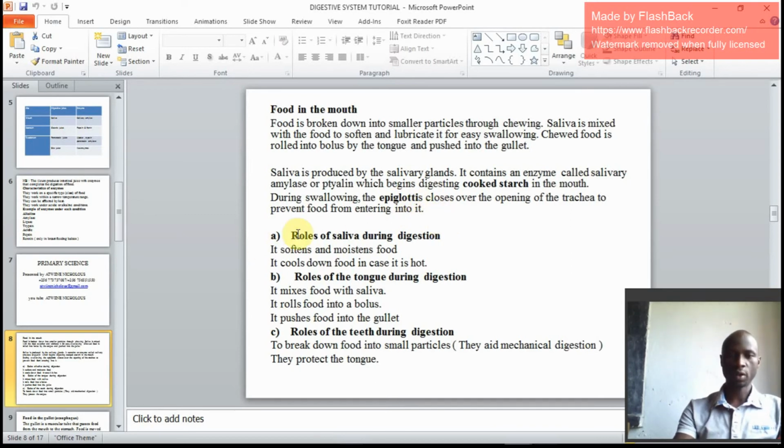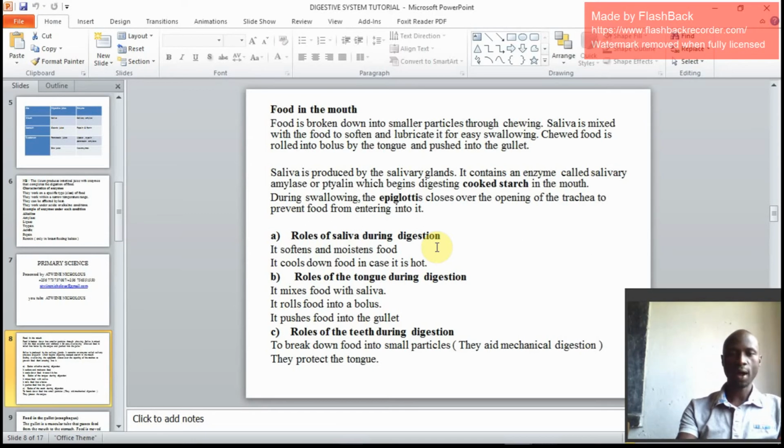We go to the roles of saliva when we are digesting food. Saliva, as we have seen, is meant to soften and moisten food. Then it also cools down food in case it is hot. That's the role of saliva in the mouth.